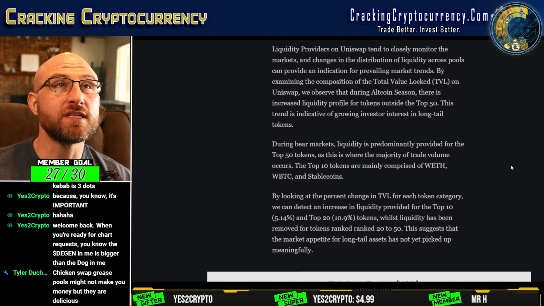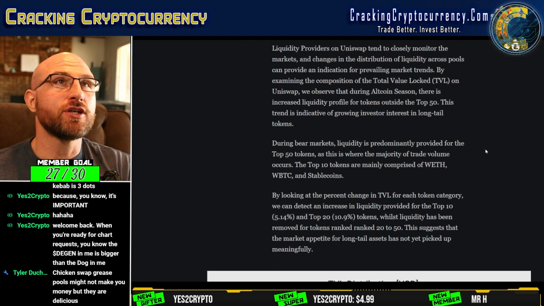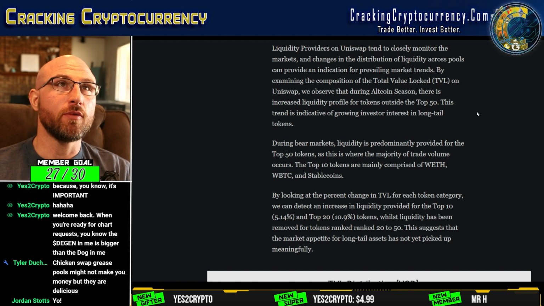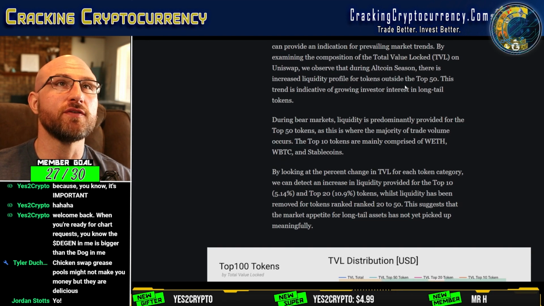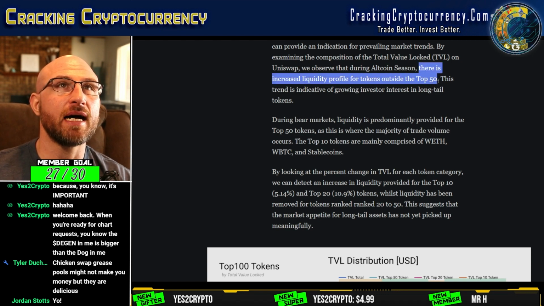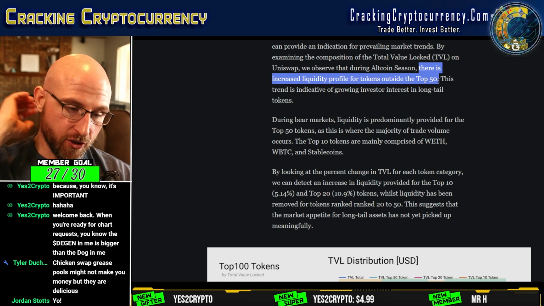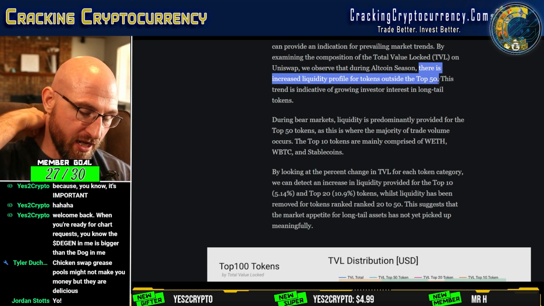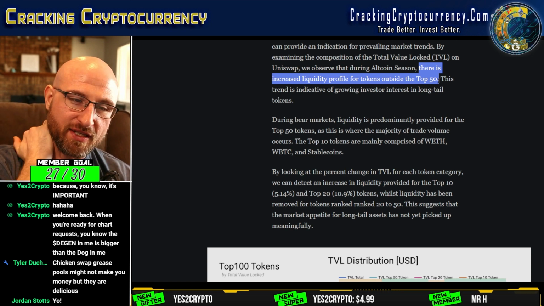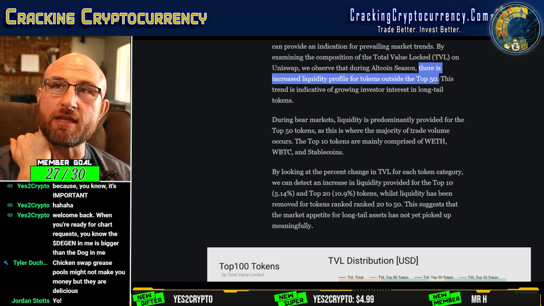All right, so this is interesting. Liquidity providers on Uniswap tend to closely monitor the markets, so by analyzing the distribution of liquidity across pools, this can give us an indication of prevailing market trends. Examining the composition of TVL on Uniswap, we observe that during altcoin season, there is an increased liquidity profile for tokens outside the top 50. So what they're saying is that during altcoin season, liquidity providers provide more liquidity. This is pretty basic, but it's also something that can be easily overlooked.